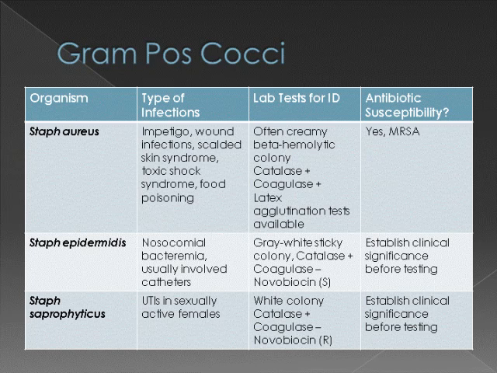All right, Staph saprophyticus. This one causes UTI in sexually active females. It really doesn't cause infection outside of the urinary tract. If it does, it's very rare. This colony appears as a white colony on blood agar. It is catalase positive and coagulase negative, just like Staph epi. However, Staph saprophyticus is resistant to novobiocin. And again, you would want to establish clinical significance for testing.